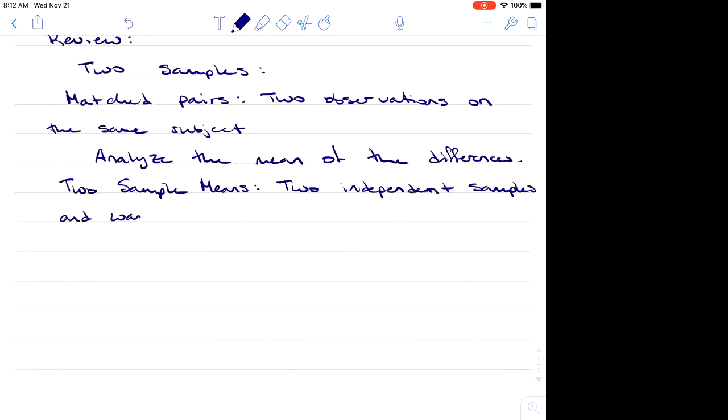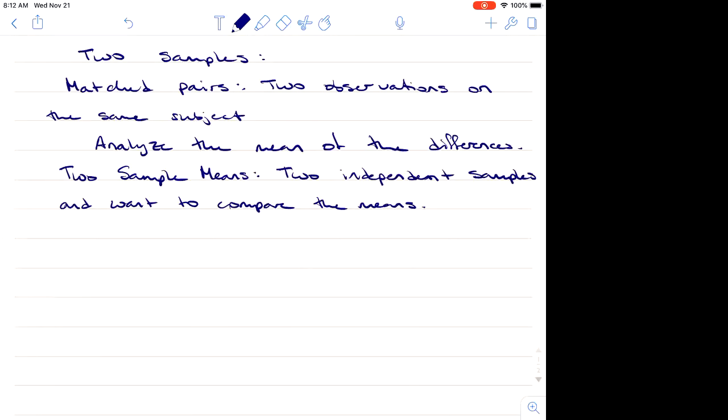And we want to compare the means. And we talked about it last day, right? But we didn't get to an example, so we'll start with an example. 5.3 example, 2 sample means.